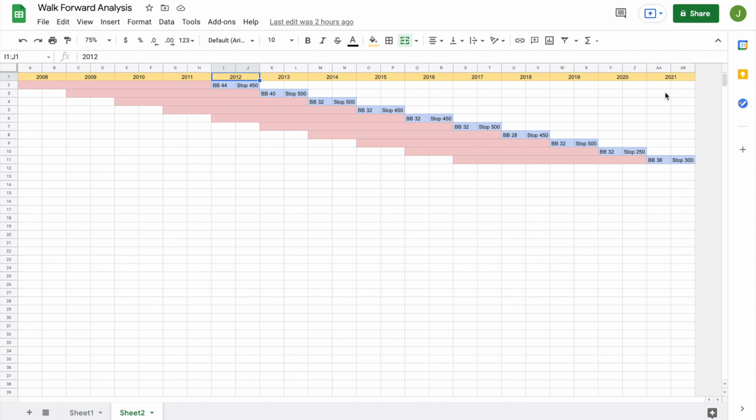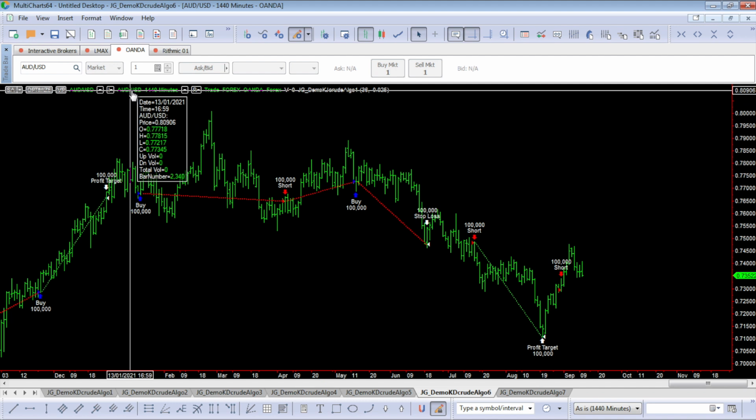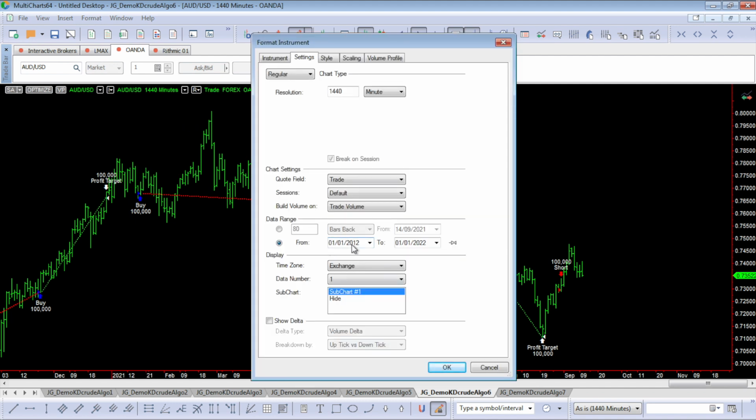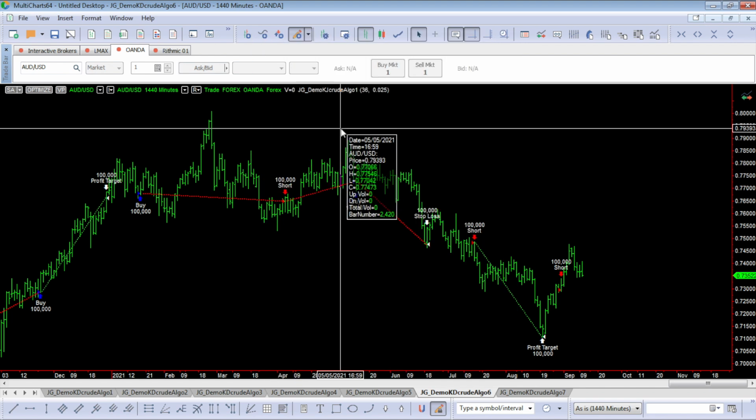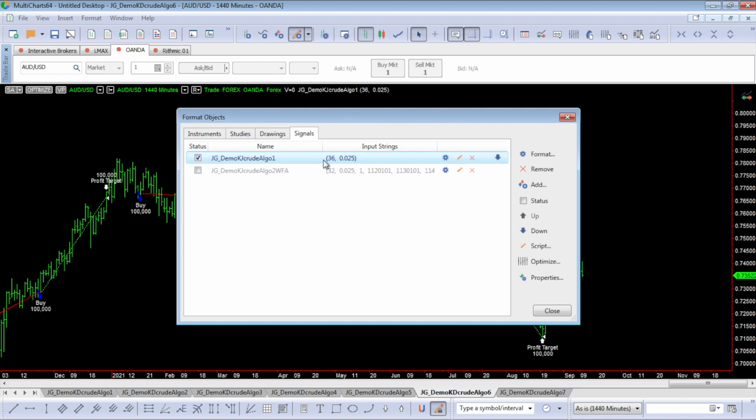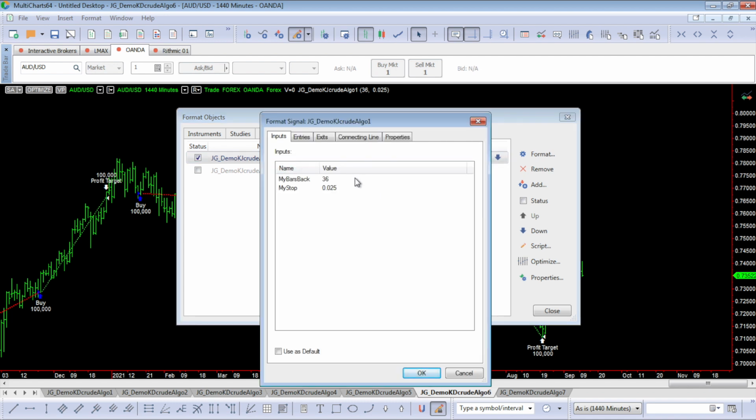So we're going to have two comparisons. We're going to have a strategy where I've used the walk forward inputs, and then I'm going to compare it to the strategy that you've already seen, but only going back to 2012. So we're going to get a decent comparison between the two. So let's go back to Multicharts and look at that now. So in this first workspace we're going to look at, we've got data from the 1st of January 2012 until about September 2021. And the strategy inputs that we've used are the best ones that I came up with from the normal analysis. So we're using, for my bars back, 36 and the 250 pip stop loss.